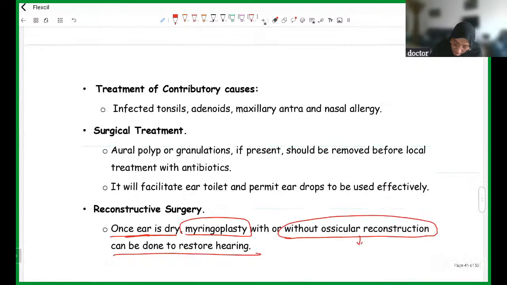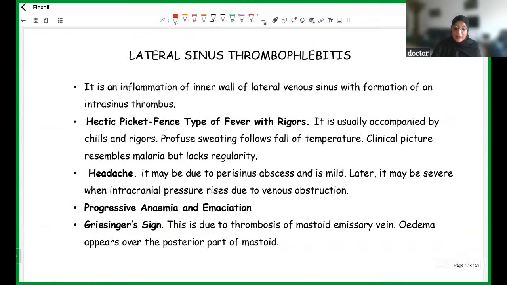Coming to the next topic, we have lateral sinus thrombophlebitis. So what is lateral sinus thrombophlebitis? Lateral sinus thrombophlebitis is an inflammation of the inner wall of the lateral venous sinus and formation of an intrasinus thrombus. So here the patient will have a thrombus formation. It can be either intrasinus or in the lateral venous sinus. Okay, so it is a complication.